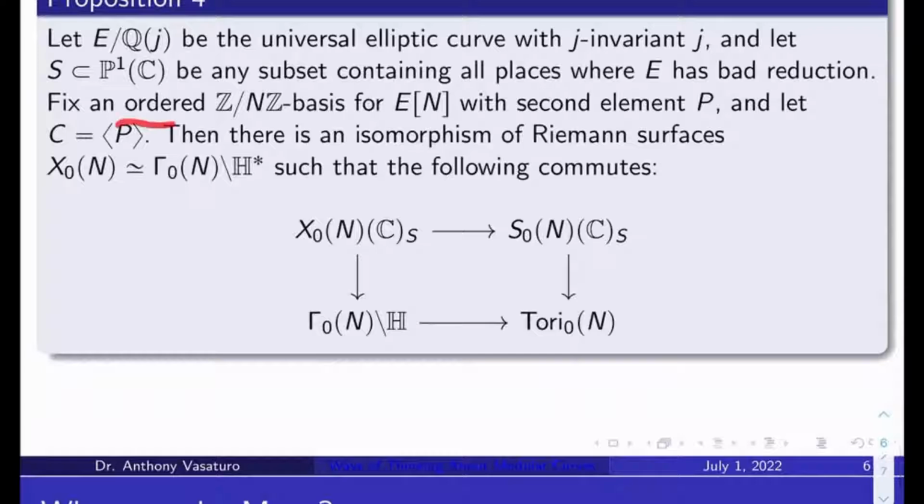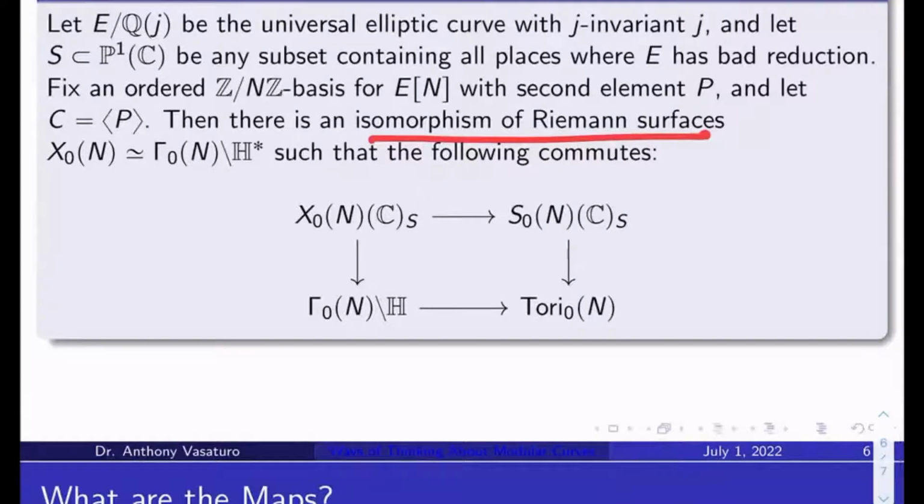Fix an ordered Z mod nZ basis for the n-torsion of E. Of course, you know you can do this because, again, the n-torsion of E is isomorphic as groups to Z mod nZ cross Z mod nZ. We'll call the second element of that basis P, and we'll let C be the group generated by P, the cyclic group of order n generated by P. Then there's an isomorphism of Riemann surfaces, X sub 0 of n with the orbit space of gamma 0 of n acting on H star, commuting the following square.